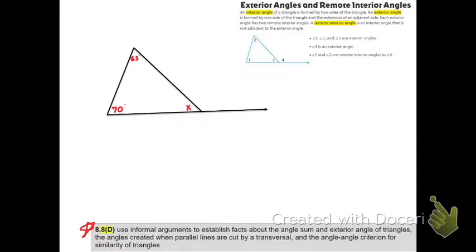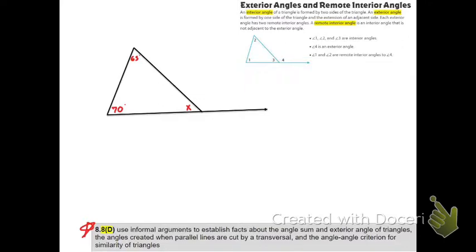Alright, so up here, ladies and gentlemen, pay attention up here. Exterior angles and remote interior angles. An interior angle of a triangle is formed by two sides of the triangle. An exterior angle is formed by one side of the triangle and the extension of an adjacent side. Each exterior angle has two remote interior angles. A remote interior angle is an interior angle that is not adjacent to the exterior angle.